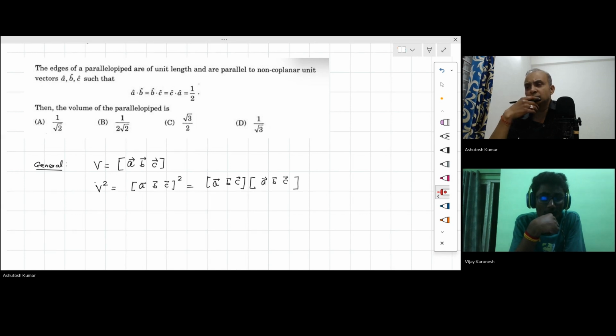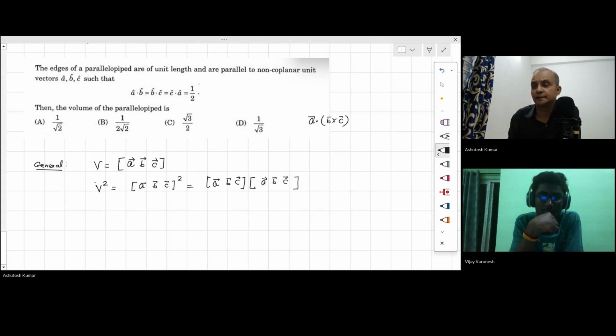What is scalar triple product? Use the formula for scalar product. Use the formula to find scalar triple product directly. Alright, so what is the scalar triple product formula? A bar dot B bar cross C. A dot B cross C, you are saying?